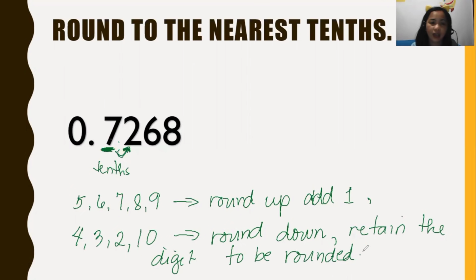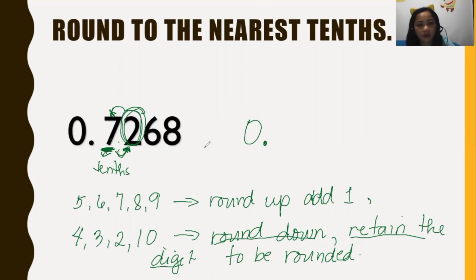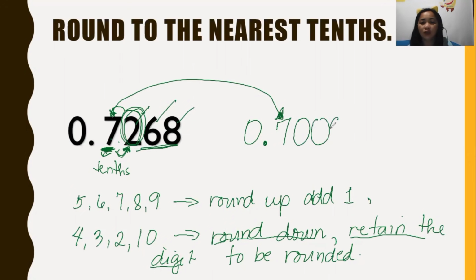Ayan. Dahil 2 ang katabi ni 7, 2 is the number to the right of 7, that means it is round down. Retain the digit. Alin ba yung i-retain? Yung 7. So, kopyahin natin to. This will become 0. Kopyahin yung 0. And then, dahil round down, 7 pa rin siya. Still 7. And then, you are going to drop all the digits. 2, 6, 8 will become 0, 0, 0.